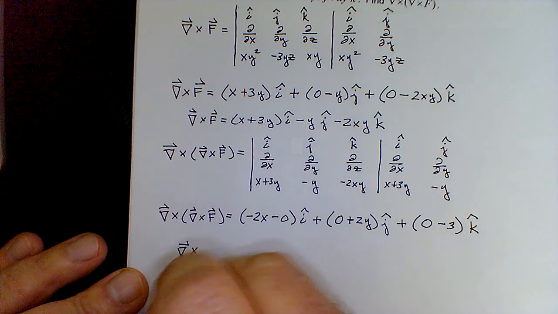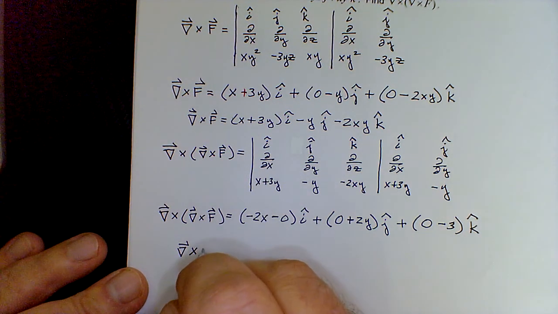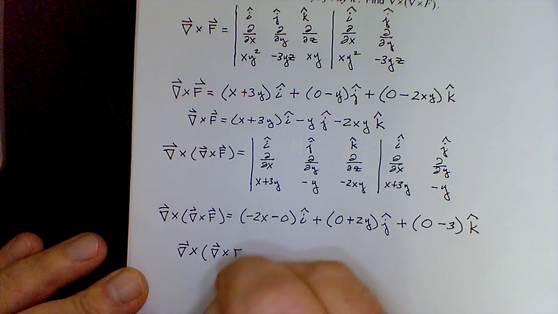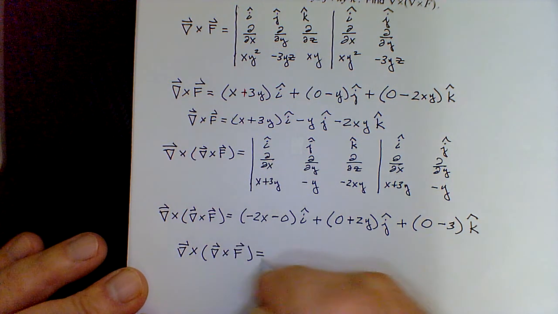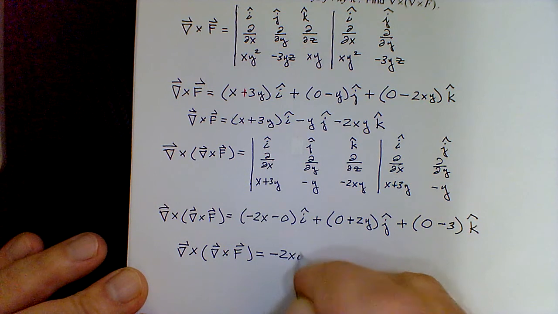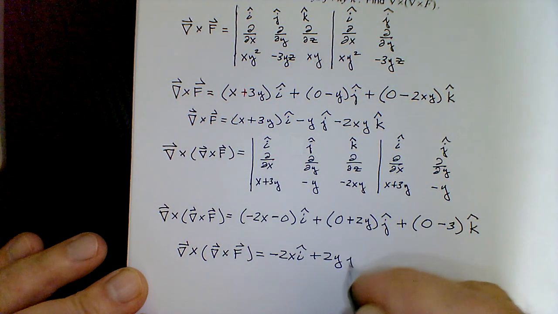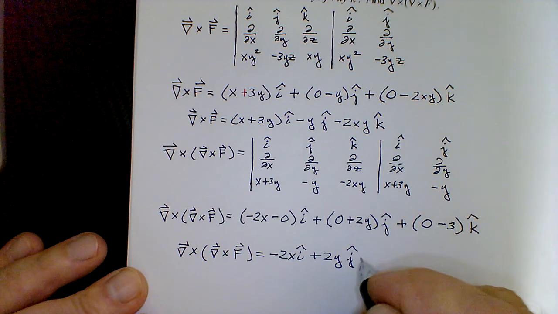So I'll recopy the del operator crossed with del cross f is negative 2x i plus 2y j and minus 3k.